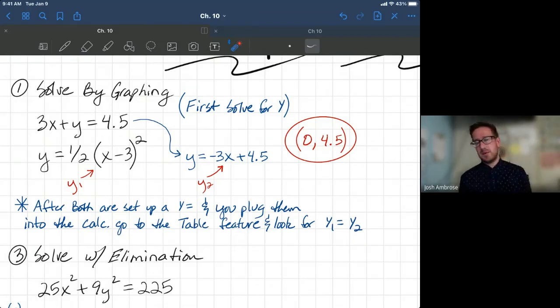Look through that table, and you will see y1 and y2 both become 4.5, the same number. In other words, they are equal when x is 0. That means that is the point where they intersect. Therefore, this is your solution. One solution. All right, let's move on.